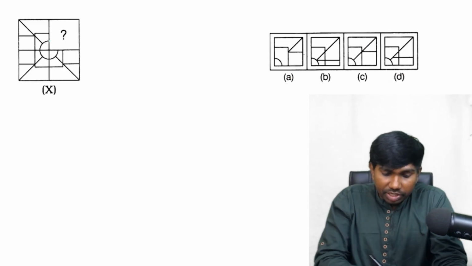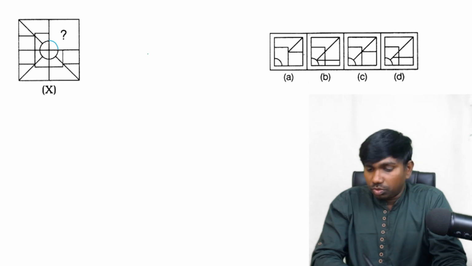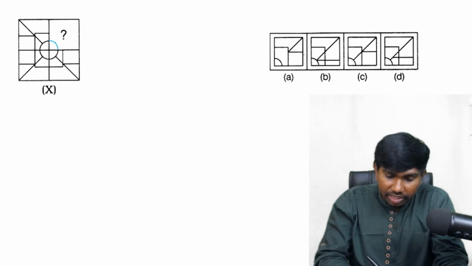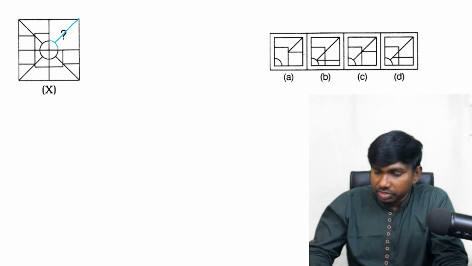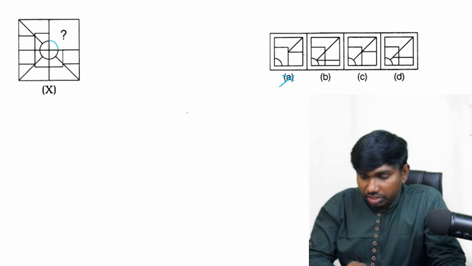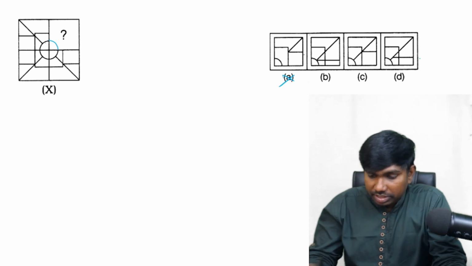Next question. A quarter circle part must be there. So the quarter circle part is available in all the figures. Next, a diagonal line connecting that circle. Yes, the diagonal line connecting that circle. Here it is not connecting the circle, and here also, yes, it is connecting.